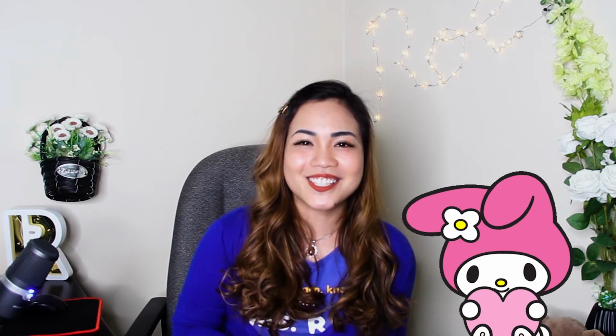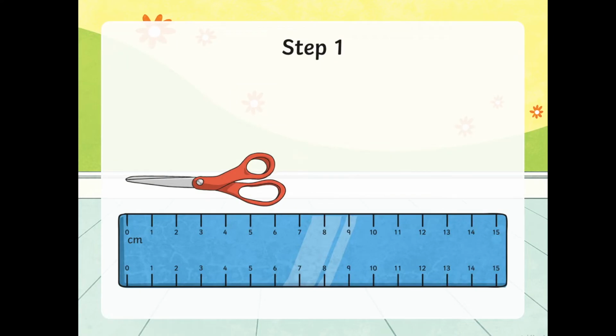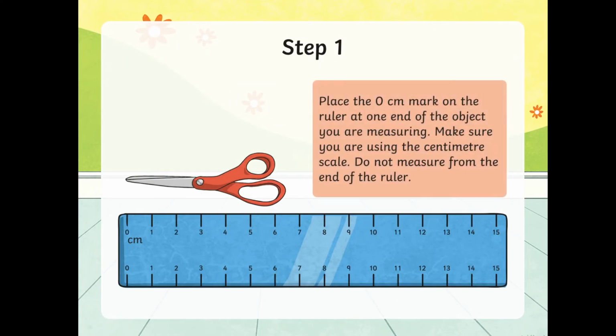Alright, so let's start. Alright guys, in this video, you will learn how to use a ruler. Are you ready? So, just like in our discussion, a ruler is a tool for you to measure the length, right? Step 1. Place the 0 cm. Cm means centimeter. So this is what you're going to see on your ruler.